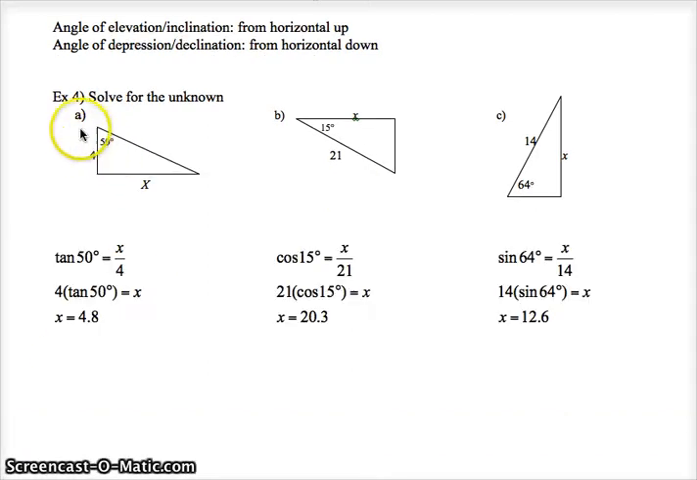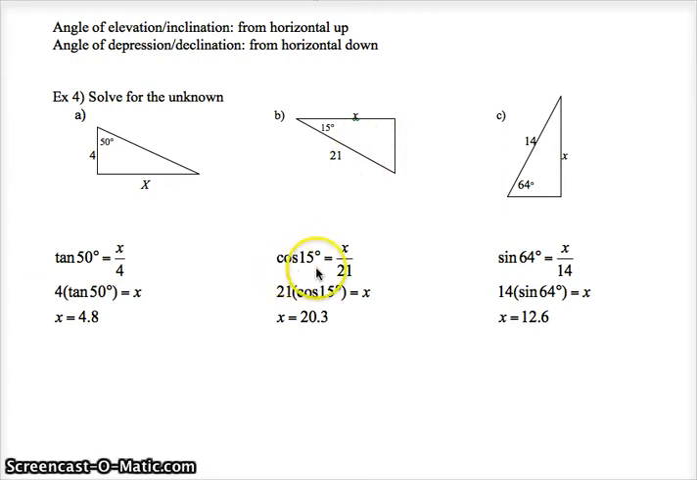Okay, so for triangle A, we have the opposite and the adjacent. So O and A tells us tangent, so tangent of 50 is equal to x over 4. Get rid of your fraction by multiplying by 4. So 4 times the tangent of 50 is equal to our side length, to 1 decimal, we get 4.8.